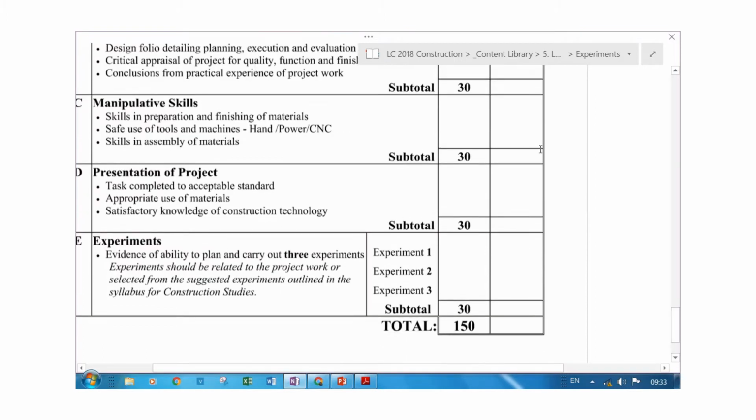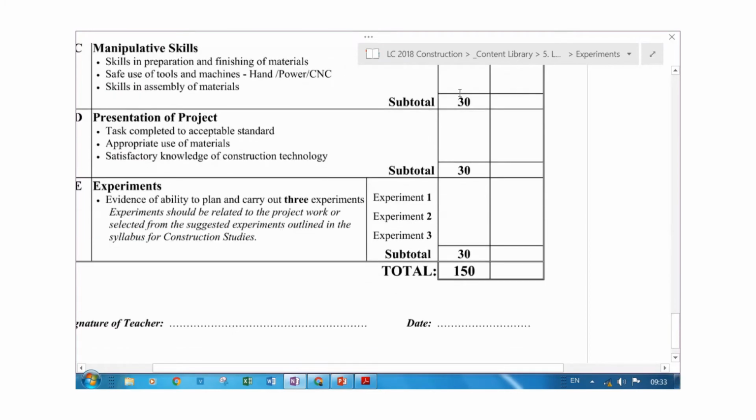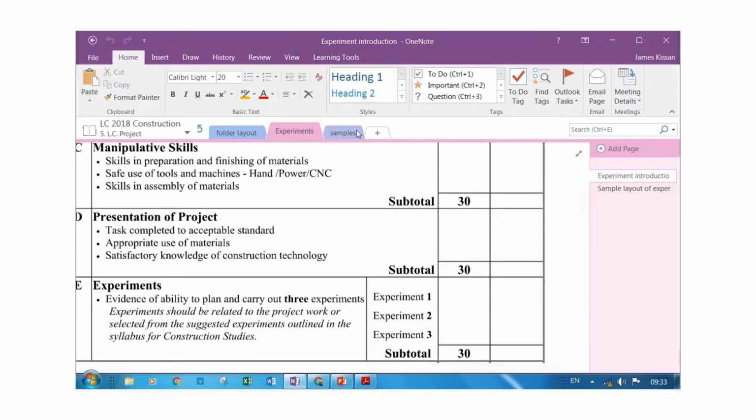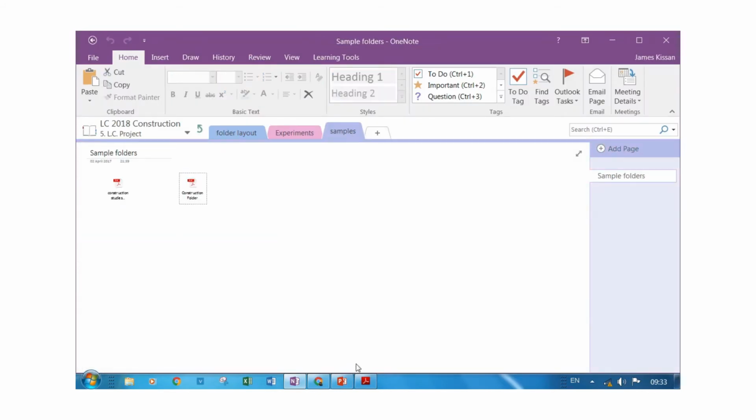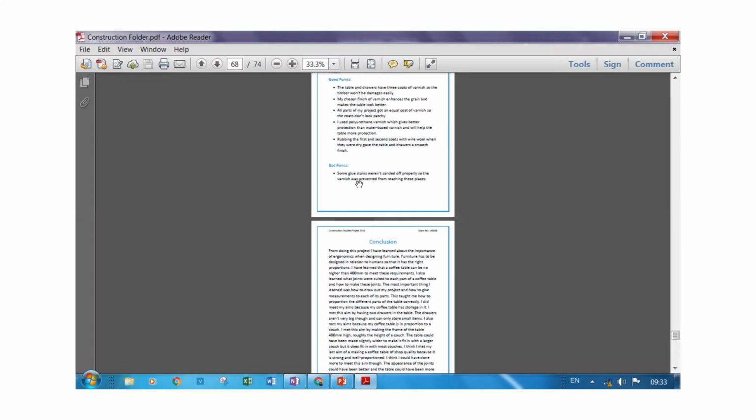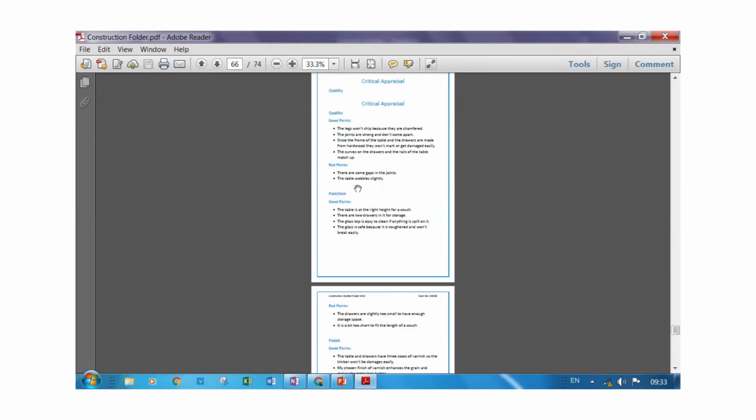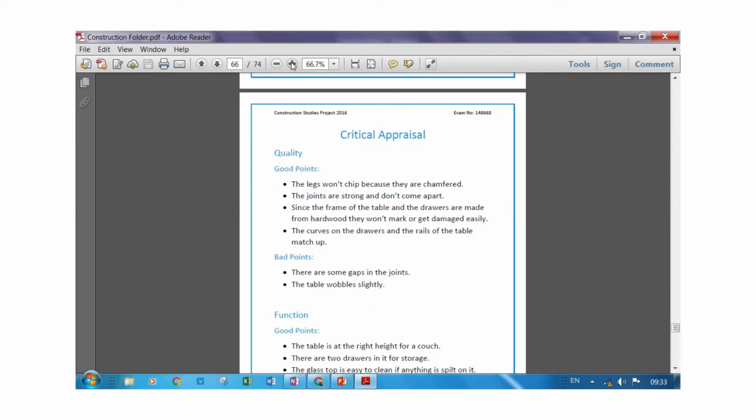Now, what we'll look at then is, we'll come back to this sheet in a few minutes because we'll look at the experiments. Basically what I want to have a look at now is what a good critical appraisal should look like. Now, this is a good critical appraisal.